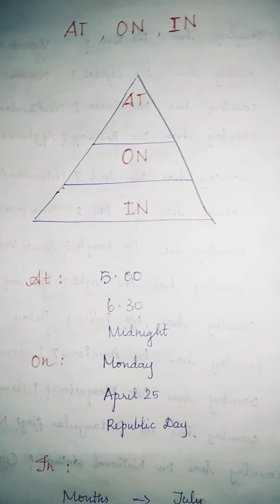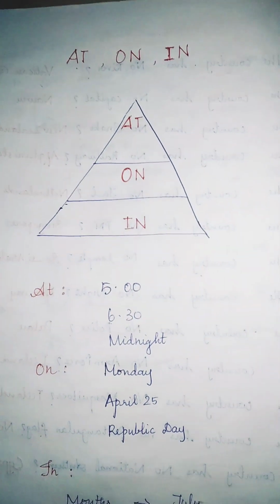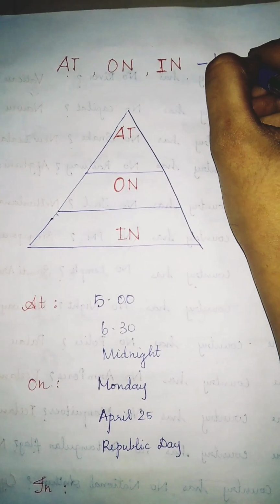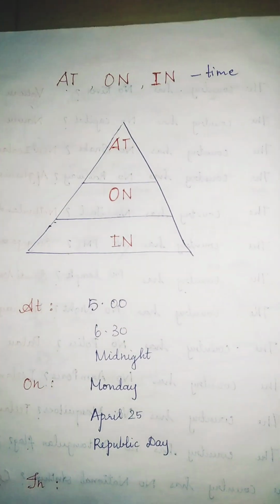Today's video is about where to use at, on, in English grammar regarding time. It's quite an interesting topic, right? It's a huge confusion part in English grammar. Let's solve it with an easy trick.